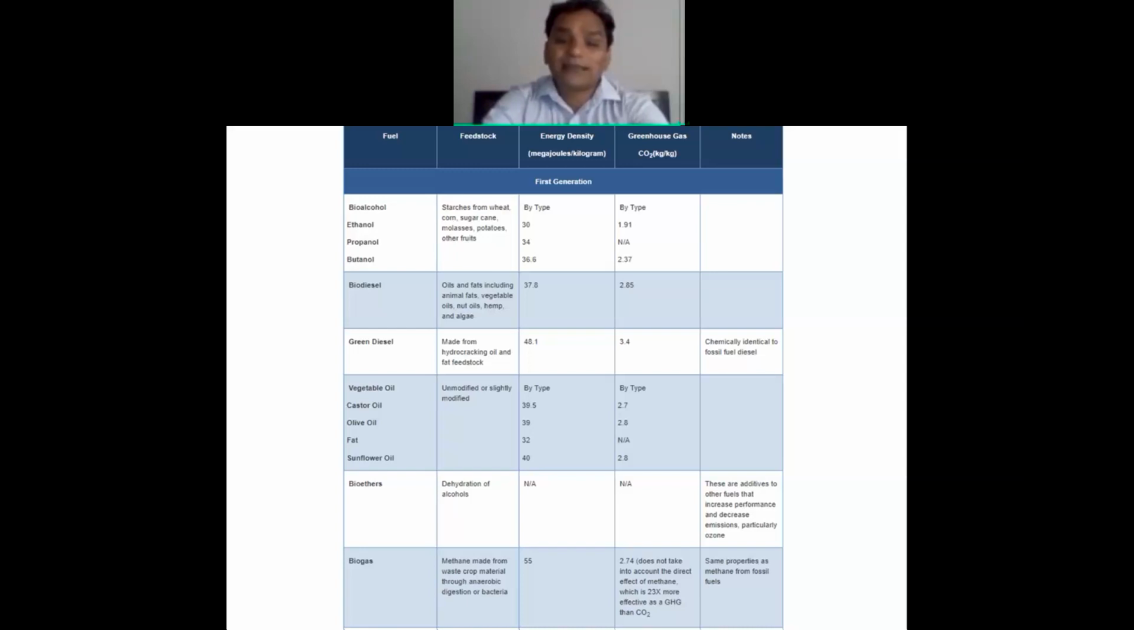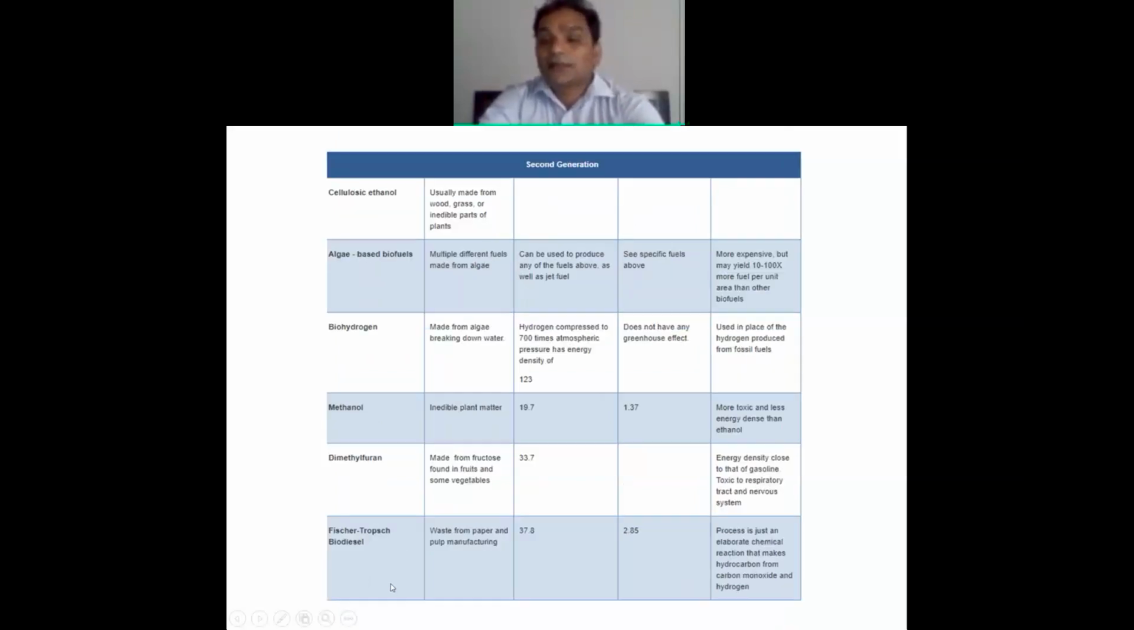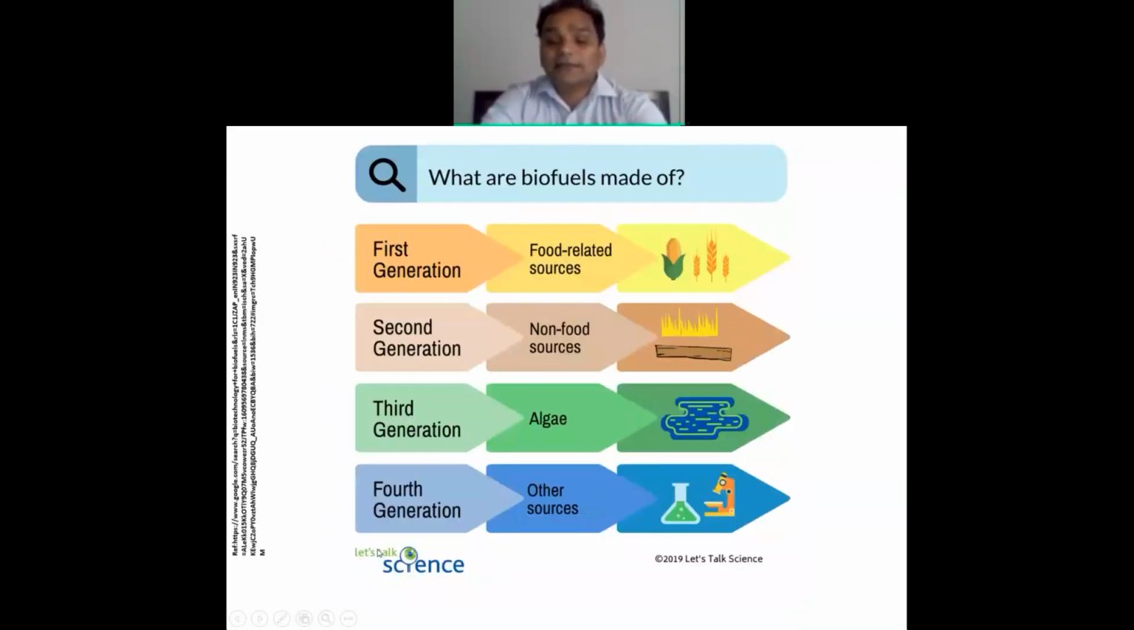Then there are green diesel, and vegetable oil has also been used to produce some kind of biofuel. Then there are bioethers and biogas, as sir has already mentioned. Then there are cellulosic ethanol, algae-based biofuel, biohydrogen, methanol, dimethyl ether, Fischer-Tropsch diesel, and these are a few of the biofuels. There is a whole range of biofuels that can be obtained from these abundantly available biomass resources.